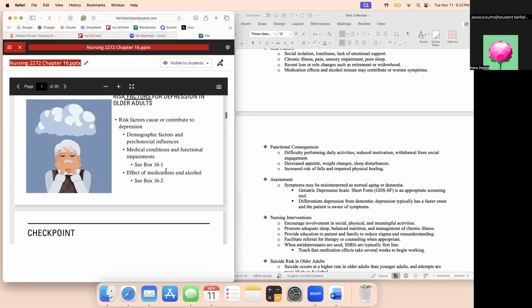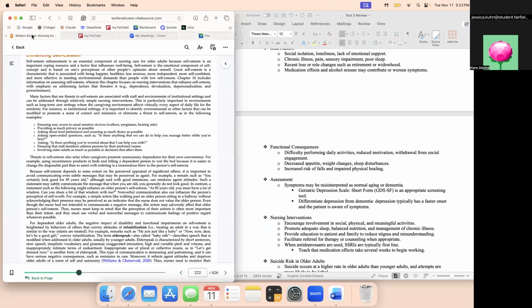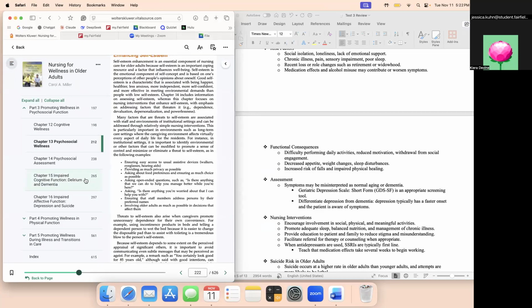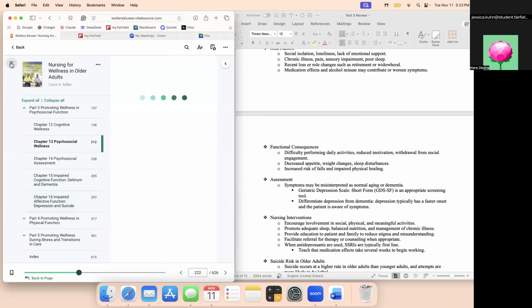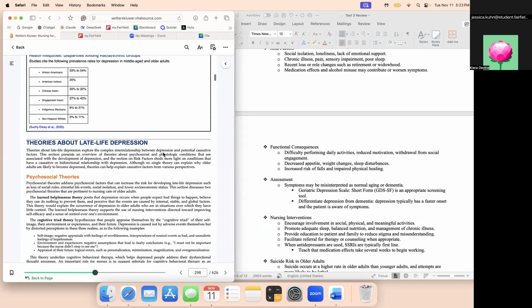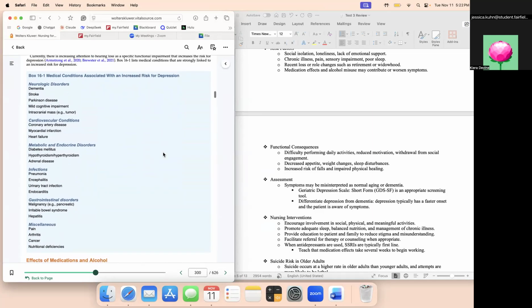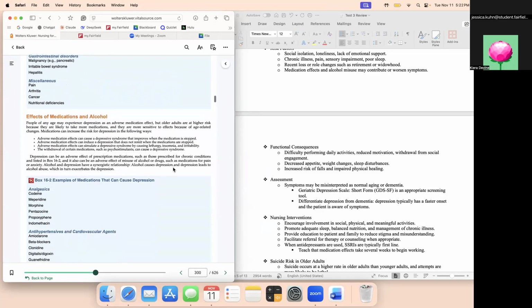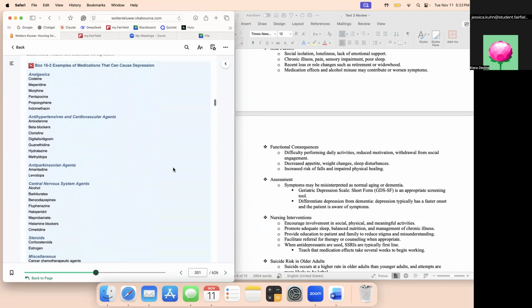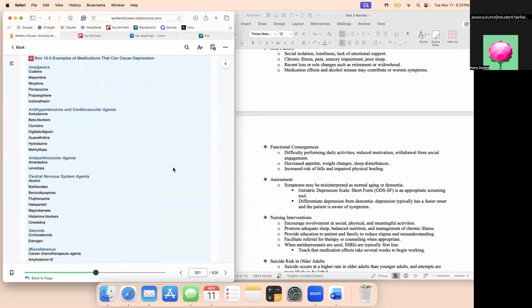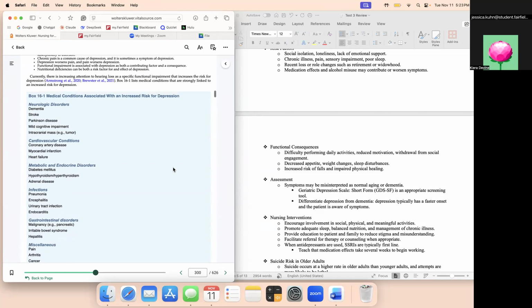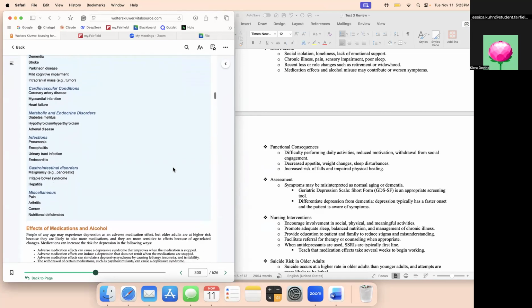Looks like there's boxes here as well. Let's make sure we reference the boxes and read them over. I don't think you necessarily need to memorize everything in all the boxes, but to know the general concept of them is important. This is 16.1, and I think she said something about 16.2. These are the medications that can potentiate depression, and then the chronic illnesses that potentiate depression.